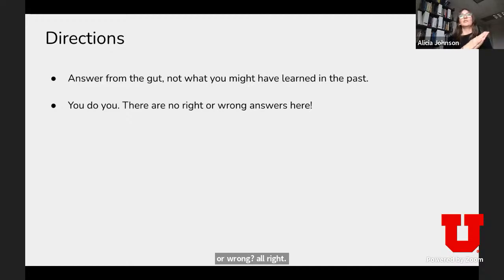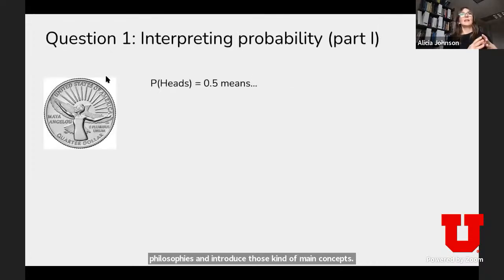And again, these questions are designed to basically highlight the differences between the Bayesian and frequentist philosophies and introduce those main concepts. And the first quiz question is trying to get at the ways that even something as fundamental as the concept of probability is different in frequentist and Bayesian analysis.